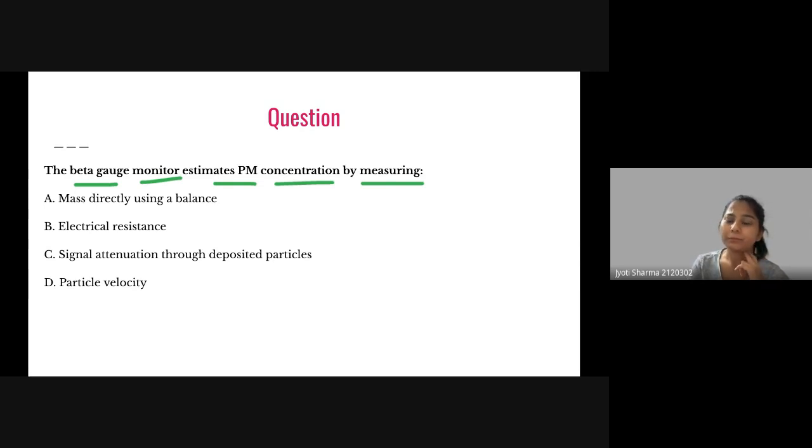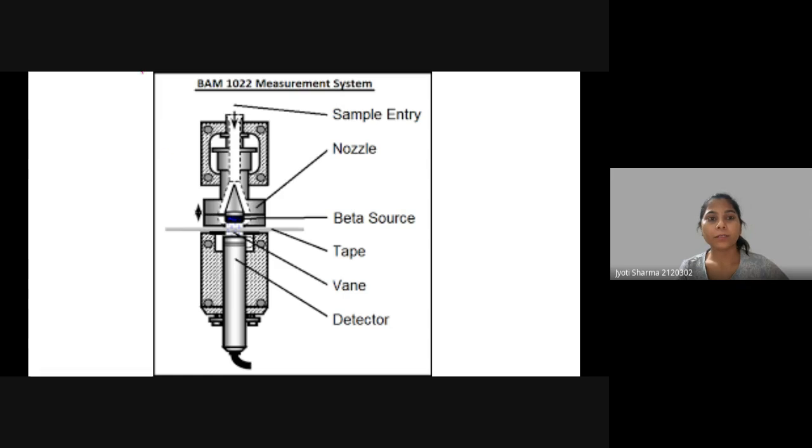So yeah, Lakshmi gave me answer C, that is signal attenuation through deposited particle. And yes, this one is the right one. Let me show you the picture. I think I have one picture. Yeah. So this is something that we have.